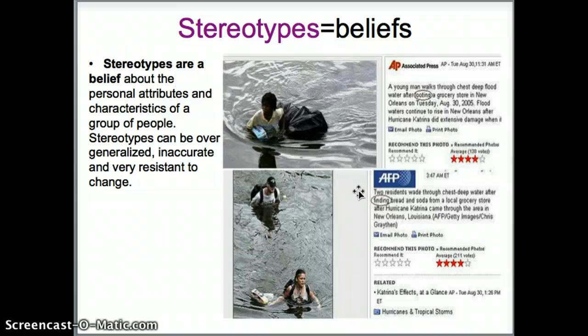Clearly, we have certain stereotypes or beliefs about particular groups. And this can be very limiting, and it can also guide and shape the way we see certain groups' behavior and label it in a negative way.